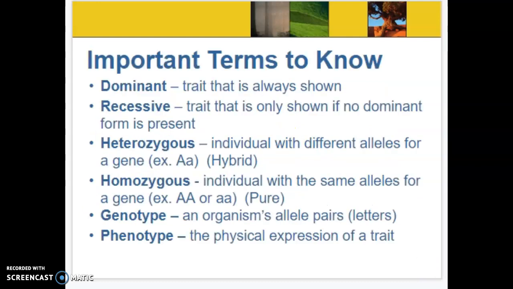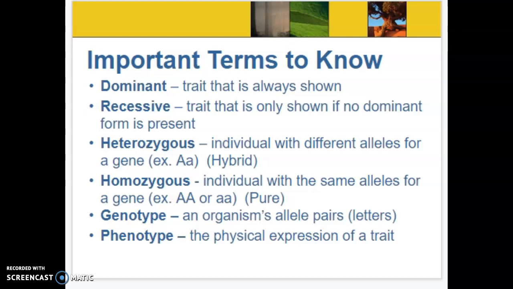Some other important terms to know. Dominant means you always see the trait if you have one copy of it. Recessive, you need two copies to see the trait. Heterozygous, you got one of each allele to form your trait. Homozygous means that you have two of the same alleles for the gene. So you're purebred. You're either going to have two dominant or two recessive alleles.